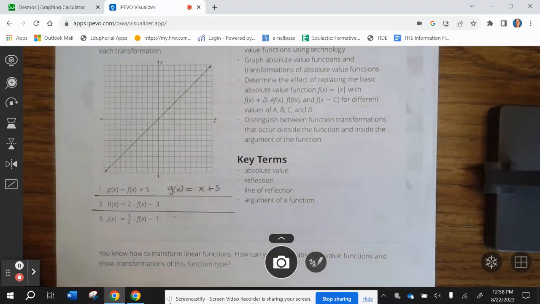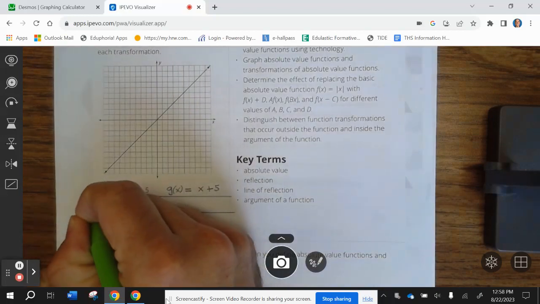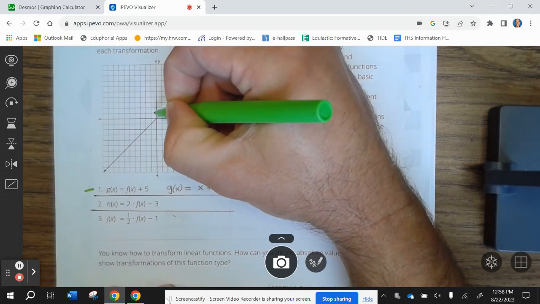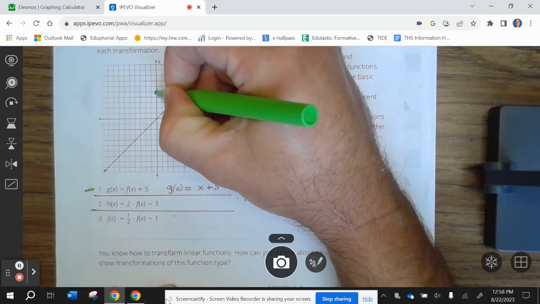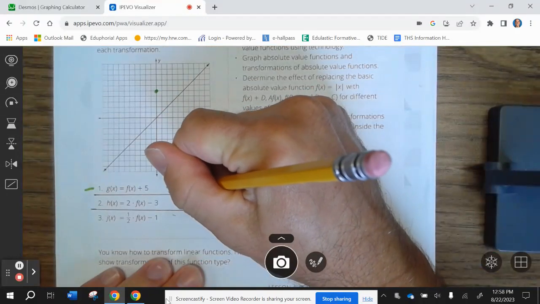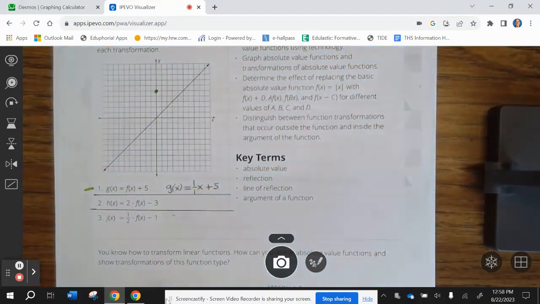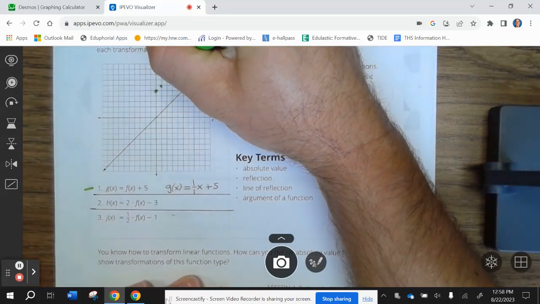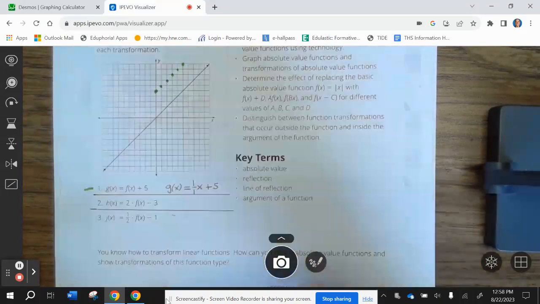Okay, let's go ahead and graph that in green. So we start our y-intercept at 5, so 1, 2, 3, 4, 5. And the slope is 1 divided by 1. So we go up 1 to the right 1, up 1 to the right 1, and continue up 1 to the right 1.